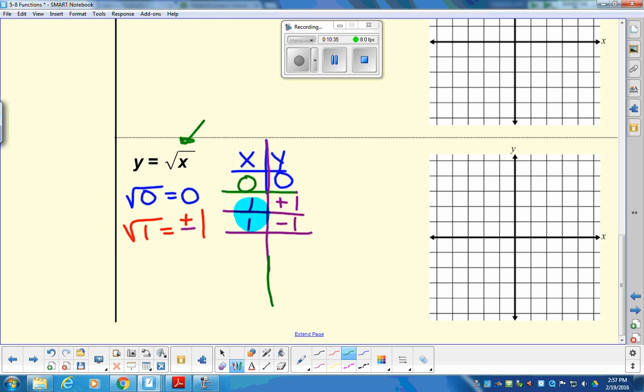And let's put in the square root of 4, because that's a nice one. I put a 4 in. The square root of 4 is positive 2, and the square root of 4 is negative 2. Again, you should be saying, wait a minute, not a function, because we're doubling up on the input.